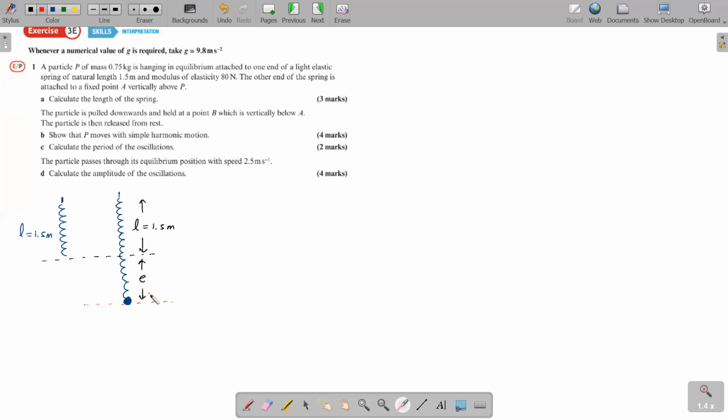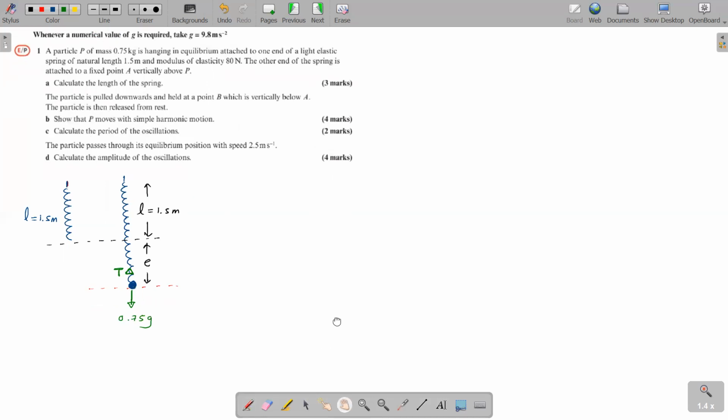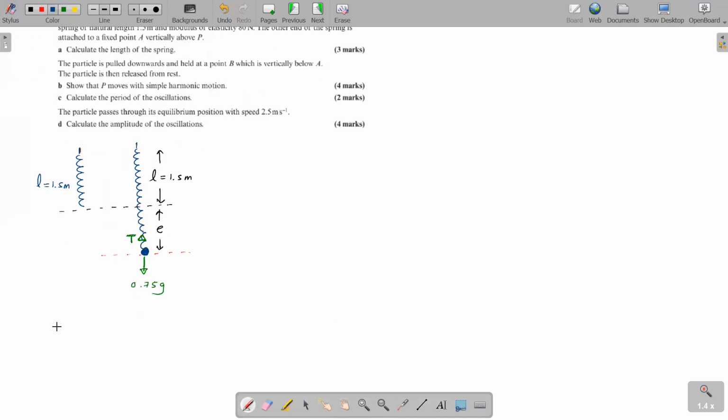How do we find the value of E? At this point the particle is in equilibrium, which means forces are in balance, right? What are the forces we have here? You have the weight, mg, 0.75 g, and on top, since it's a spring, you have tension. These are the only two forces. Since the particle is in equilibrium, the tension must be equal to 0.75 g. Guys, do you agree?